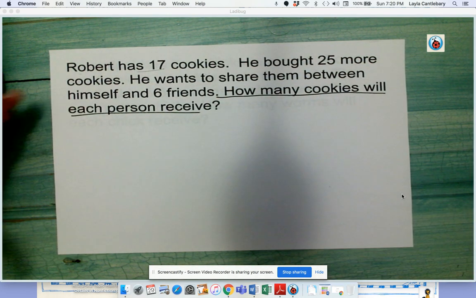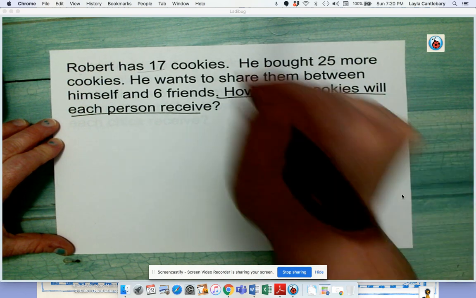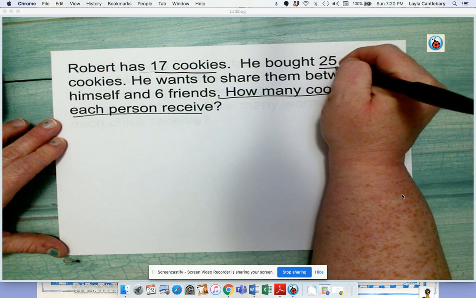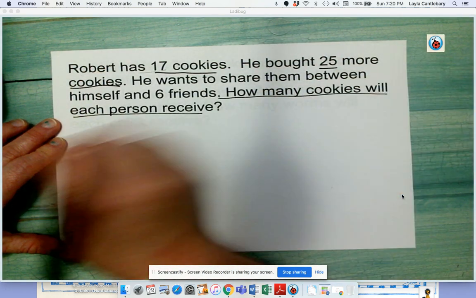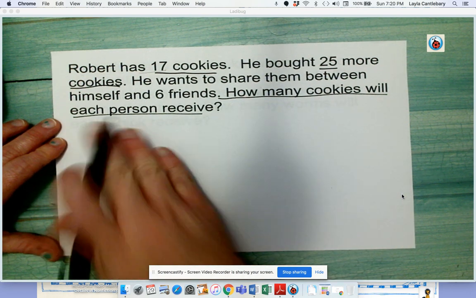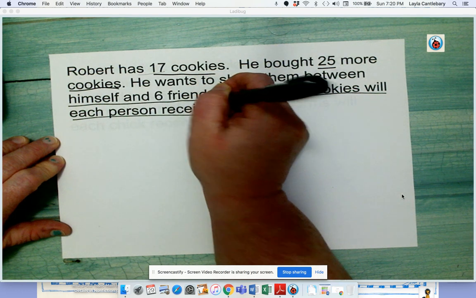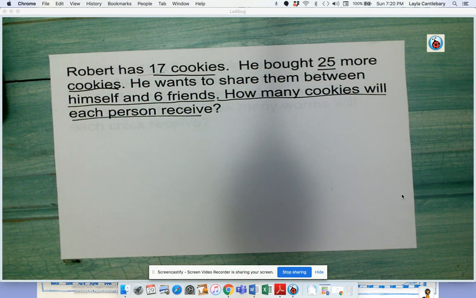Now I want to ask myself, what's my important information? Well, first of all, it's talking about how many cookies each person receives. So 17 cookies has to be important, right? And then 25 cookies has to be important, right? Also, what's important is each person. So where does it start talking about the people? Well, when we're talking about himself and 6 friends. That's important. So now that we've asked ourselves the important information, we've got to imagine how we are going to solve this.